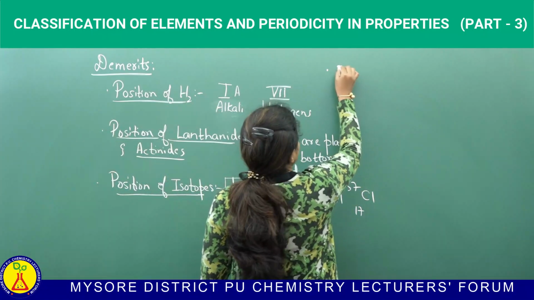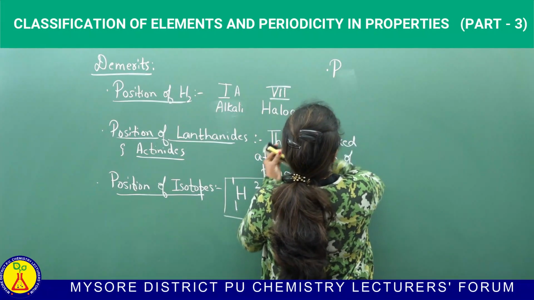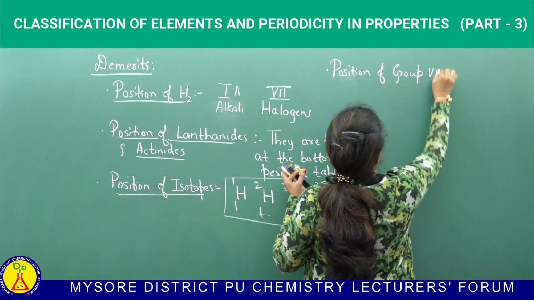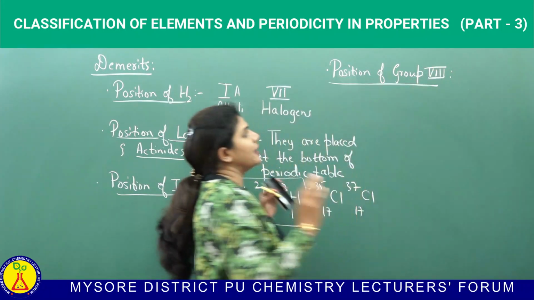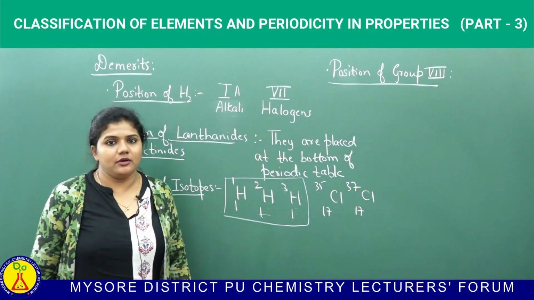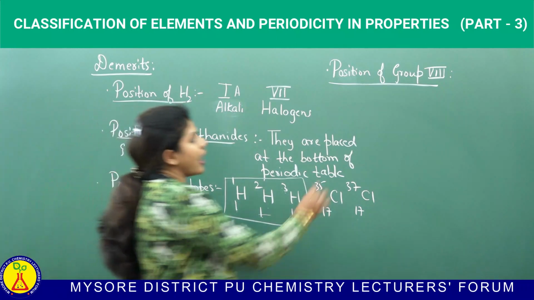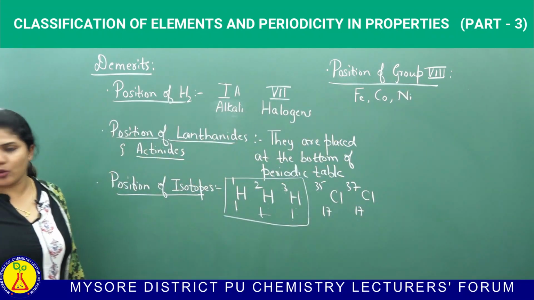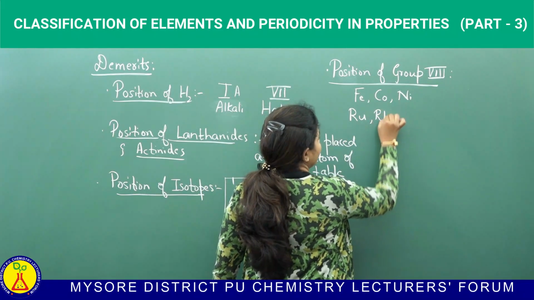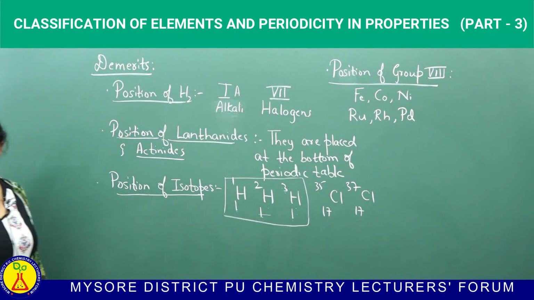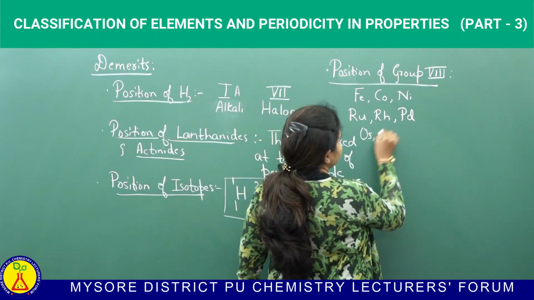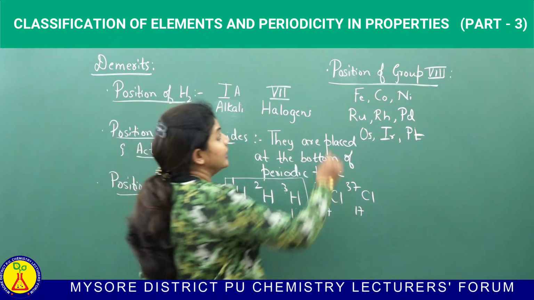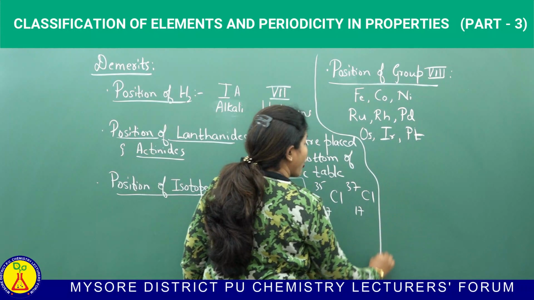Next one is position of group 8 elements. What happens to group 8 elements? If you carefully look at the table, in group 8 first you have iron, cobalt, nickel. Next you have ruthenium, rhodium, palladium, Ru, Rh and Pd. Next, osmium, iridium, platinum. These elements are arranged in the form of triads.